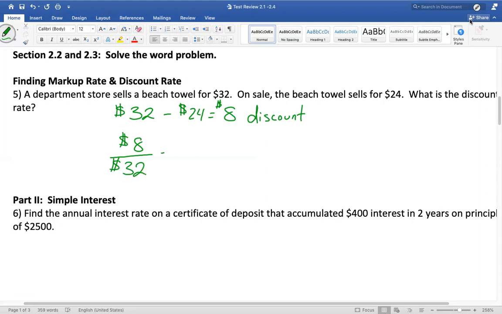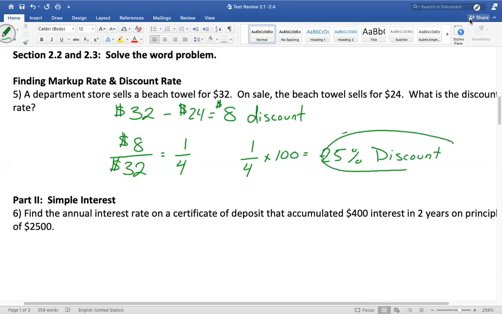So 8 divided by 32 is 1/4. Okay, and hopefully you guys know how to convert 1/4 to a percent. If you don't, it's 1 divided by 4 times 100. And we all know that as 25%. And that's going to be the discount. So it's 25% discount.